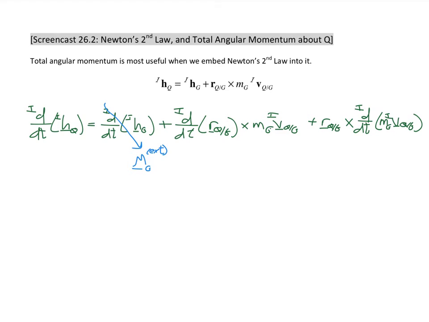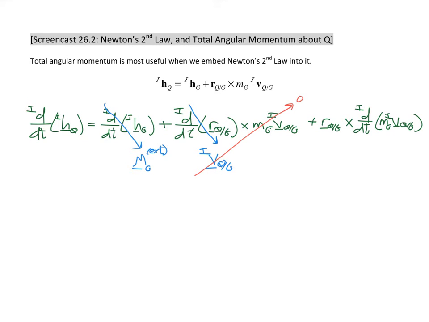In the next term, we have the time derivative of the position vector of Q with respect to G, and that's equal to the velocity of Q with respect to G. This is convenient because we now have the velocity of Q with respect to G crossed with the velocity of Q with respect to G. Any vector crossed with itself is equal to 0, so our second term goes to 0.